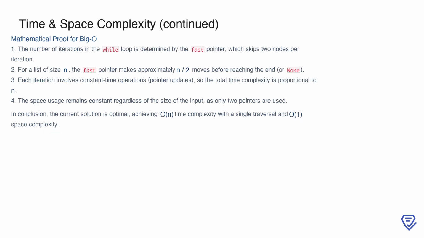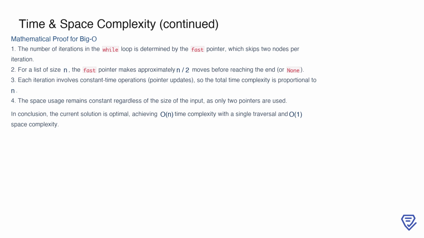Let's solidify our understanding of the current solution's time complexity with a mathematical proof. The number of iterations in the while loop is dictated by the fast pointer, which moves 2 nodes per iteration. For a linked list of size n, the fast pointer will make approximately n/2 moves before reaching the end of the list, or null. Each iteration of the loop involves constant time operations, such as pointer updates, so the total time complexity is directly proportional to n. Additionally, the space complexity remains constant at O(1), because the algorithm only uses 2 pointers, regardless of the input size.